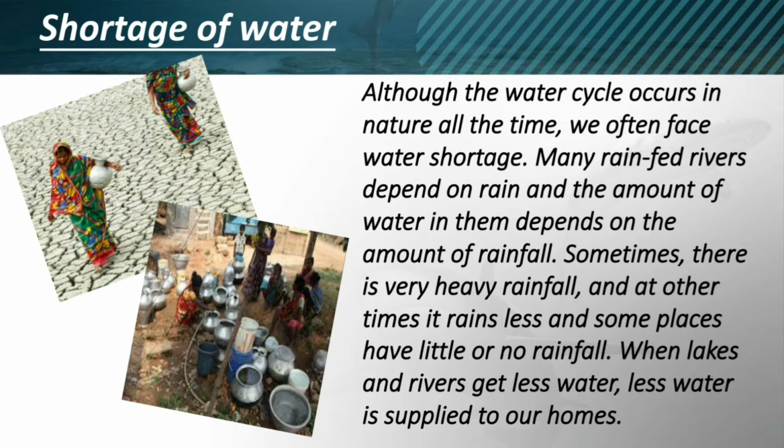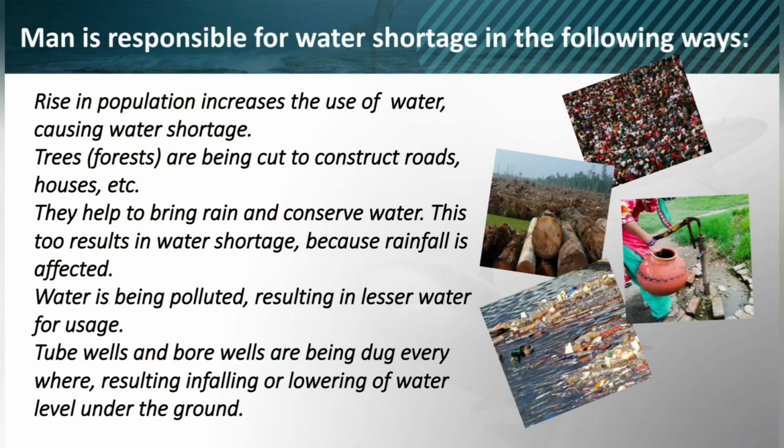So why are we facing this water shortage? Because most of the rivers depend on rainfall and the amount of water in them also depends on the amount of rainfall. Sometimes we have very heavy rainfall and sometimes very less rainfall, or in some places there is no rainfall. Because of that, when the lakes and rivers get less water, we also get less water supplied to our homes. So students, let's move to our next topic, which is man is responsible for water shortage in the following ways.